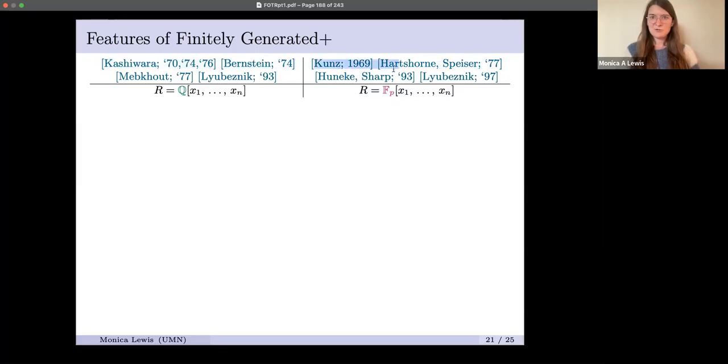And then of course we talked about Kunz's theorem as kind of necessary to get this whole field of exploration up off the ground. So on the left, we have polynomial rings of characteristic zero. On the right, we have polynomial rings of characteristic p.